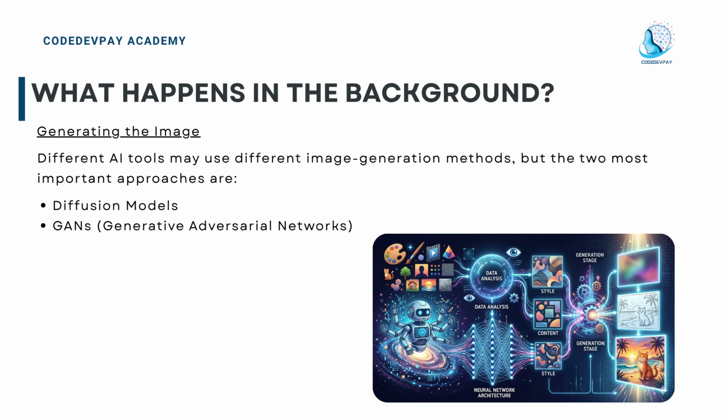AI uses special image generation systems called models. And these models are the engine behind the image creation process. Different AI tools may use different image generation methods, but we'll be looking at two in this lesson. The first one is diffusion models, and the second one is GANs, that is generative adversarial networks. There are other ones too. You can also read about VAEs, that is variational autoencoders. That's also an image generation model. But we'll be talking about diffusion models and GANs in this lesson.